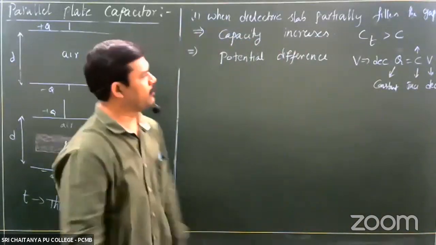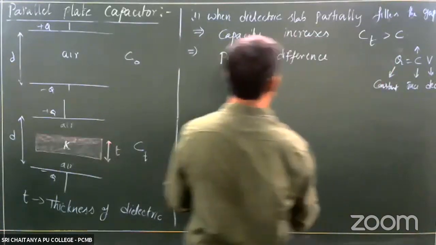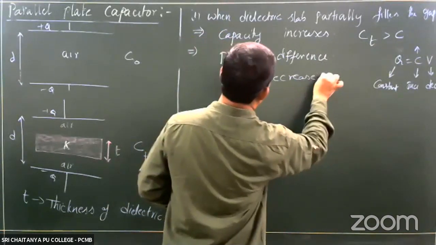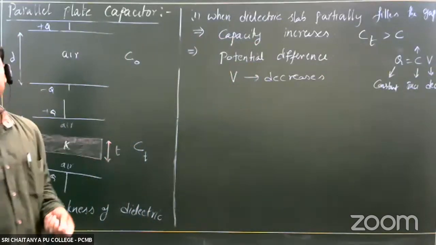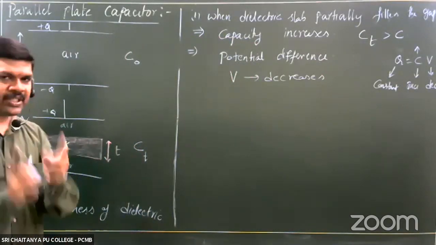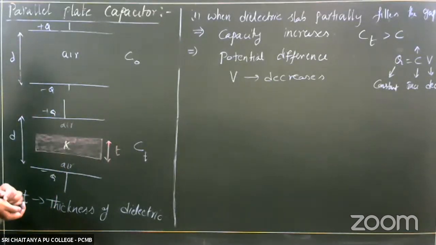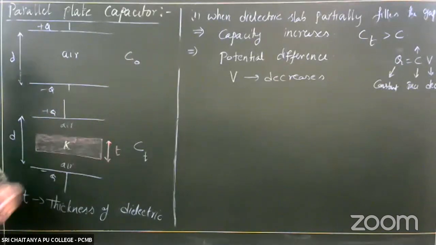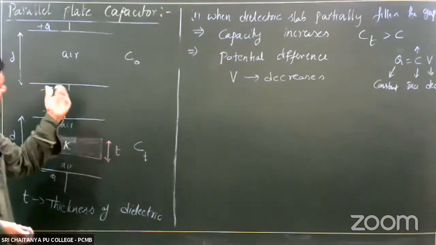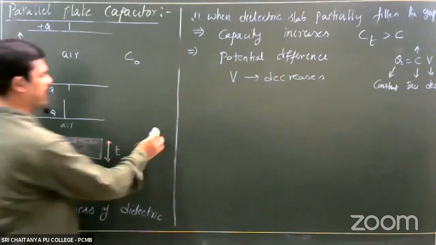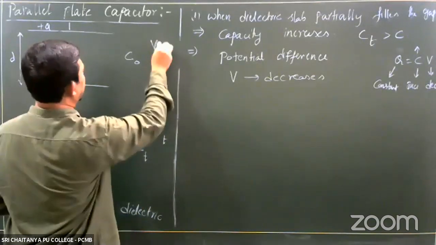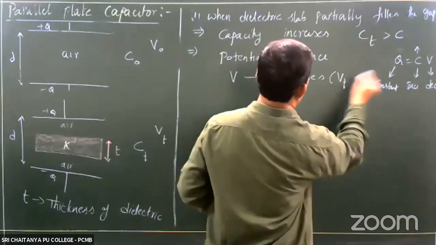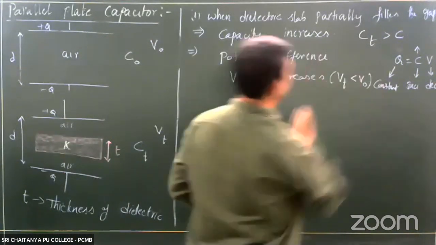Potential or potential difference V decreases, right? The question they ask on this is to bring back the capacity to the same value C naught, to bring back the potential to the same value. Here if I take the potential as Vt, here the potential is V naught. Vt is less than V naught.